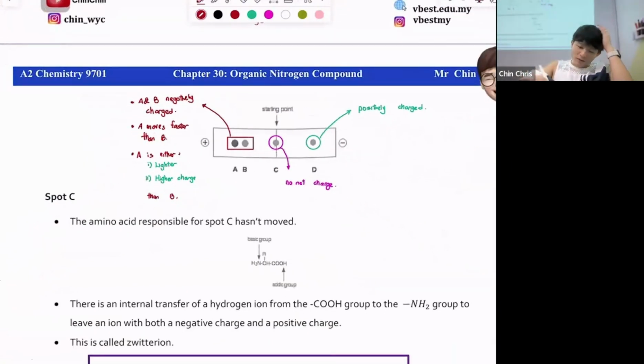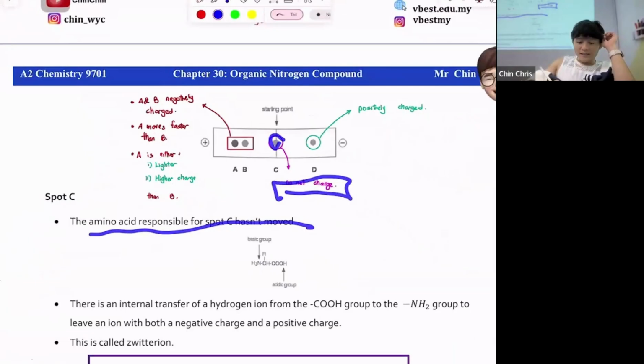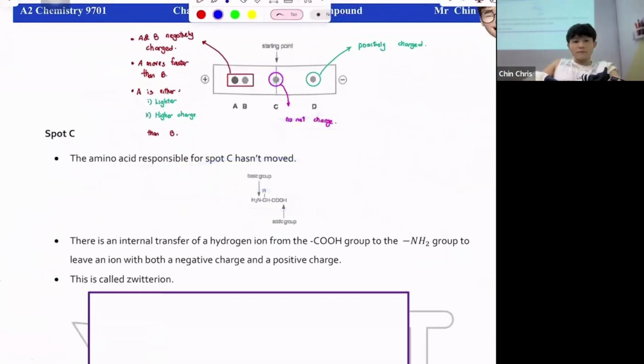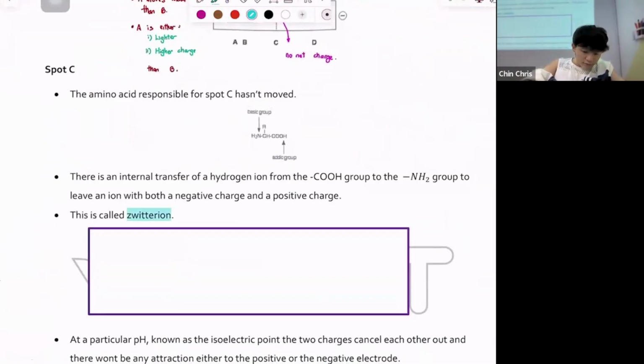Okay, guys, now let's look at spot C. Again, for spot C, you see that it has no net charge. You can see that this entire amino acid has zero net charge. So guys, let's look at C. When you ionize it, they form a zwitterion. So look at this compound. When you put it in aqueous solution, it turns into a zwitterion.